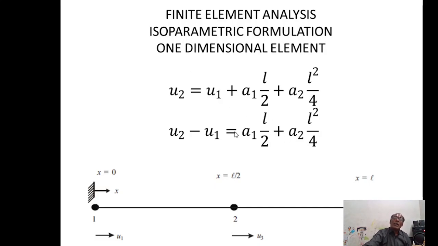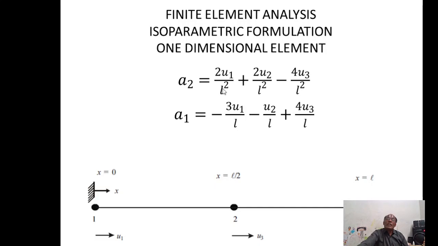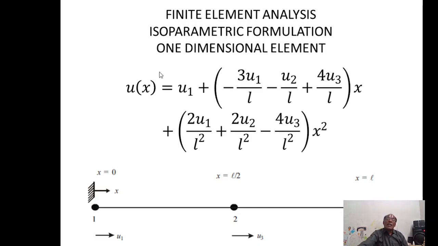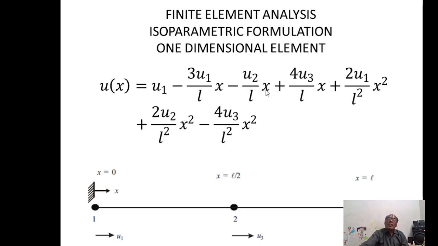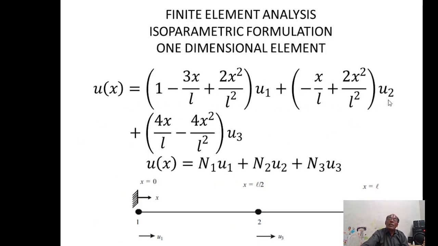Using the two equations, obtain the values of the unknown constants a1 and a2. These are functions of u1 and L. Now you know all the values of a0, a1, a2. Take these values into your trial function a0 plus a1 x plus a2 x square. Substitute the values of a0, a1, a2. Now open the brackets and rearrange the equations, then rearrange again in terms of the coefficients of u1, u2, u3.